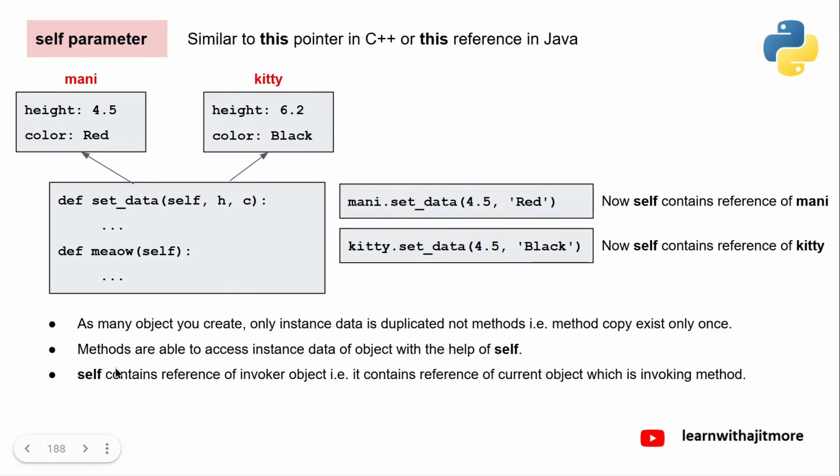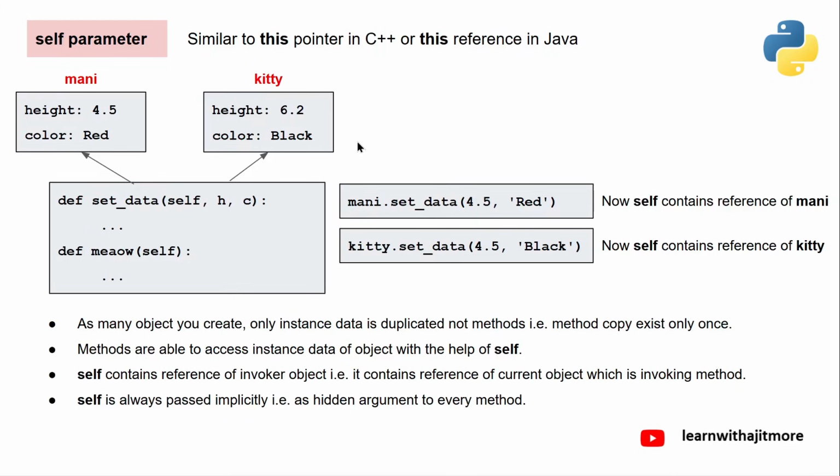And self contains whose reference? The invoker. So tell me, here in set_data, who is the invoker? Money. So Money's reference comes in self. Now in set_data, who is the invoker? Kitty. So Kitty's reference is passed. That is, it contains the reference of the current object which is invoking that method. Current object is Kitty, so Kitty is passed. Current object is Money, so Money is passed. Self is always implicitly passed. You don't have to pass it explicitly. It is hidden, a hidden argument to every method.